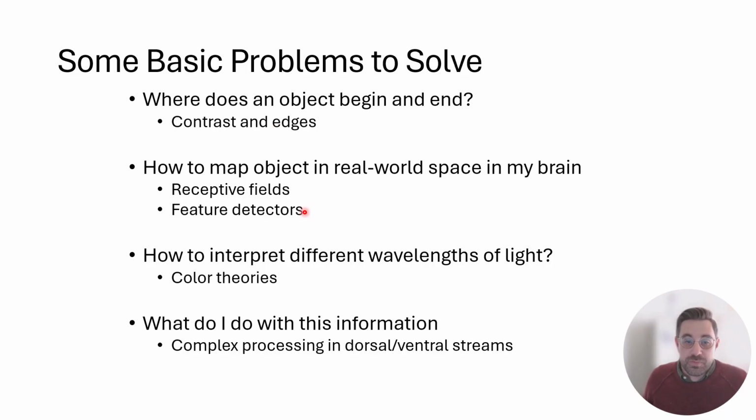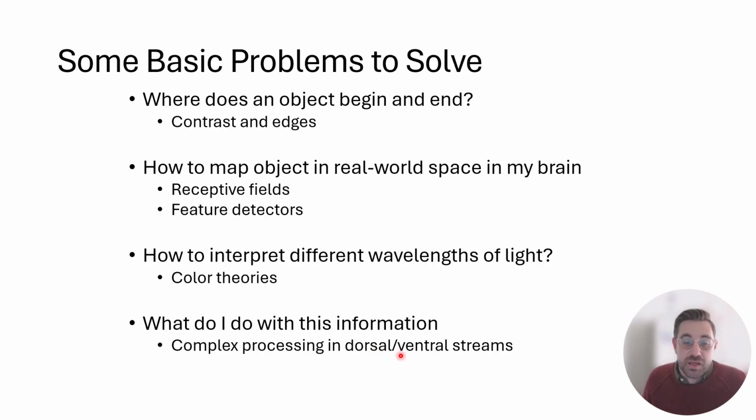Another thing we need to figure out is where objects are. So where is the bike? Is it to my right or is it in front of me? So my brain is going to need to be able to process real world space based on things like receptive fields and feature detectors. We next need to be able to differentiate different wavelengths of light so that we can process things in different colors, because colors are going to be really important to us as humans, and other animals also need to be able to differentiate red objects from green objects, etc.